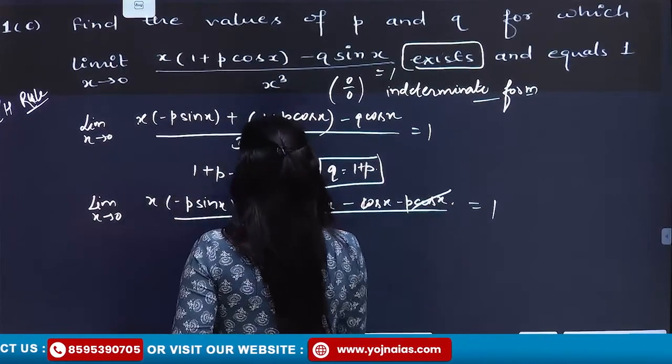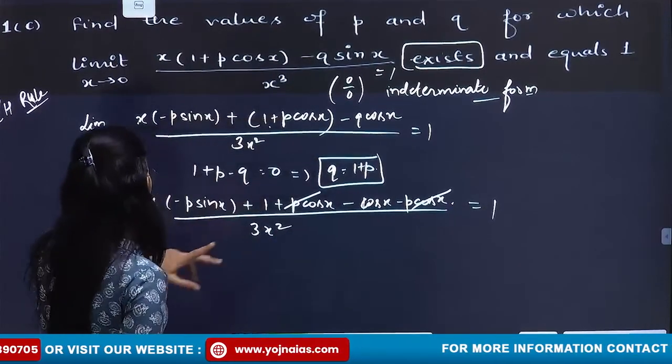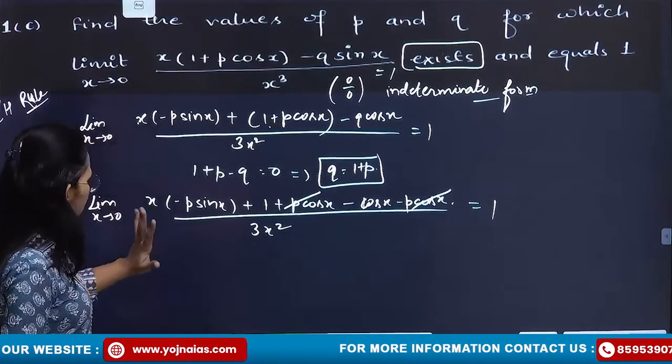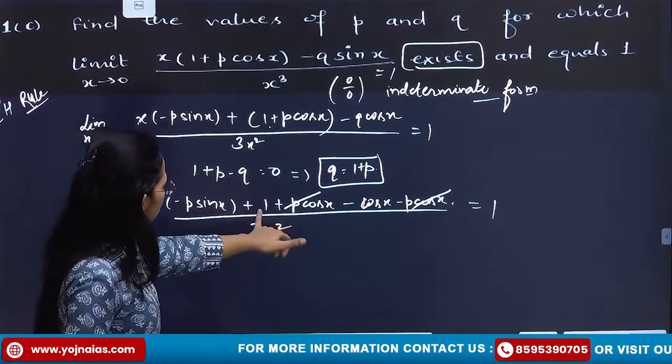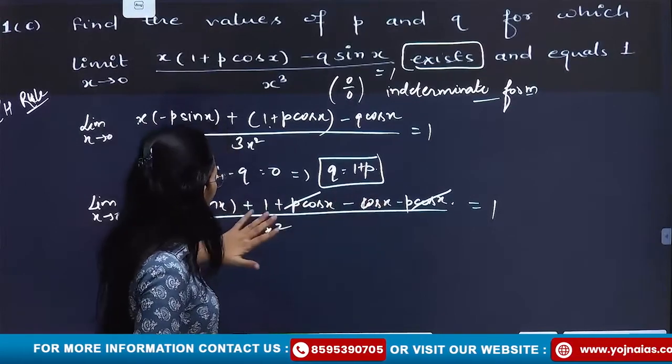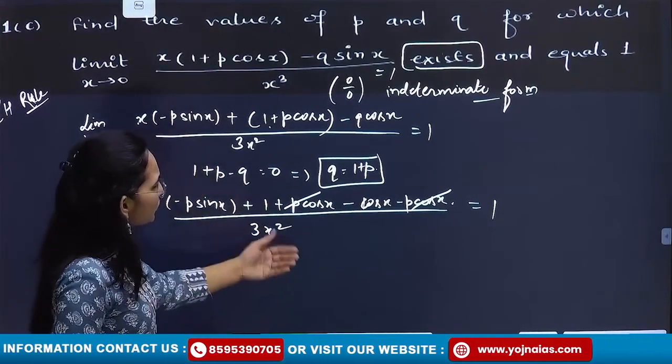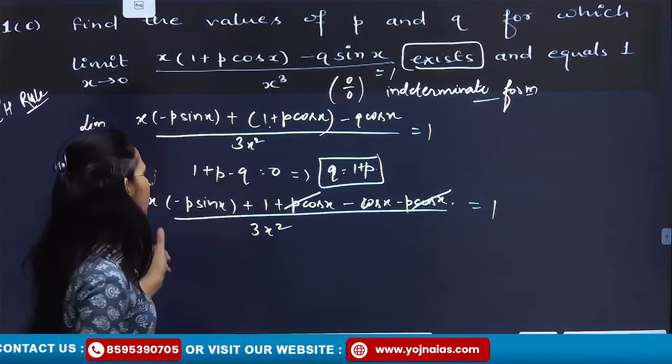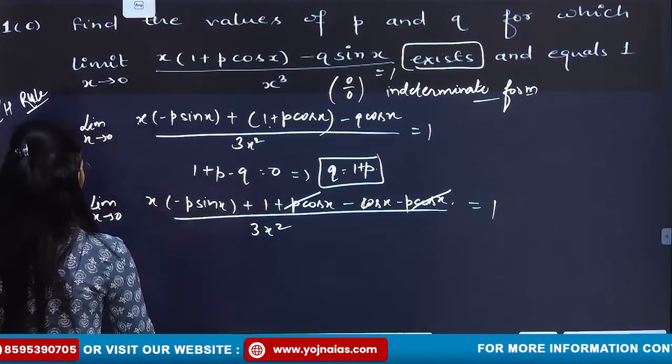We cancelled out and we are left with other values. So if you put x equal to 0, this is 0, this is 1 plus 1, that is 1 minus 1, that is 0, divided by 3x square. So we again have the 0 by 0 form, and then we need to apply L'Hopital again.